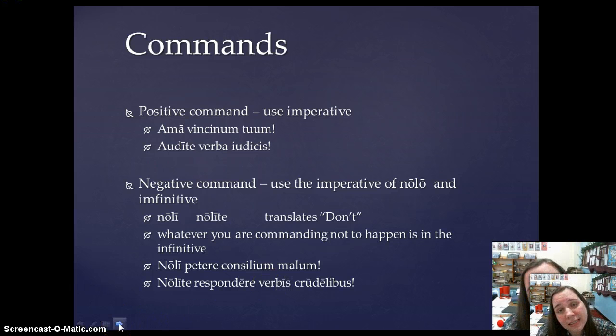All right, well, that is it. That is your short little lesson on the imperative mood and positive and negative commands.